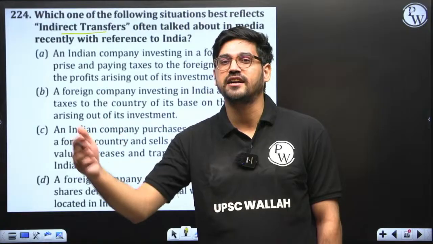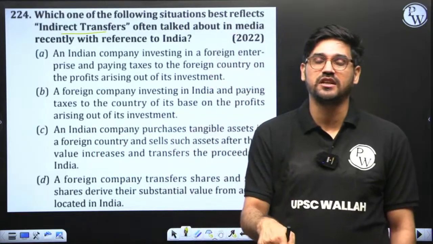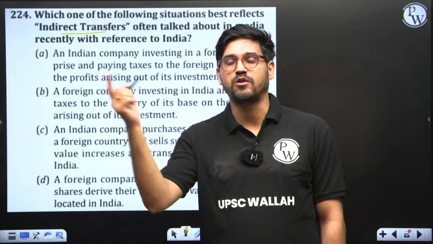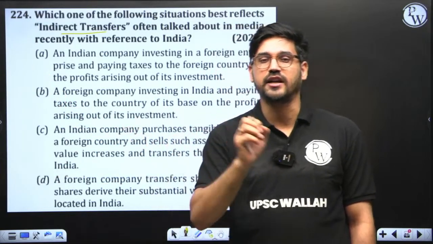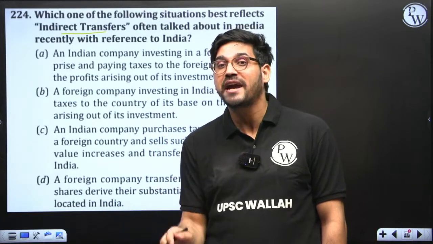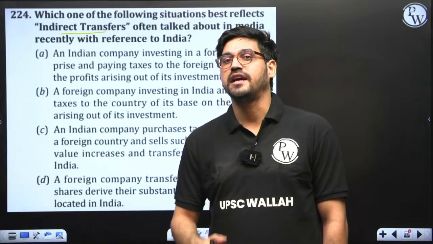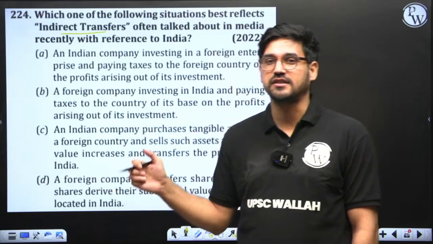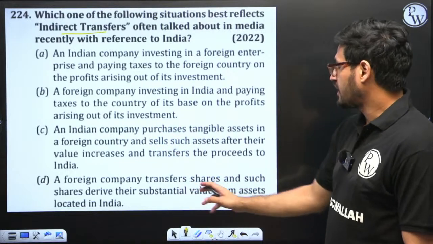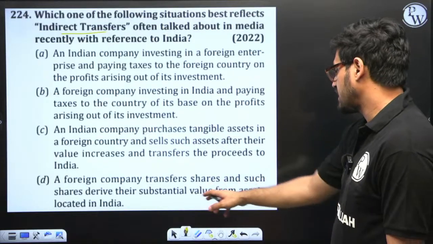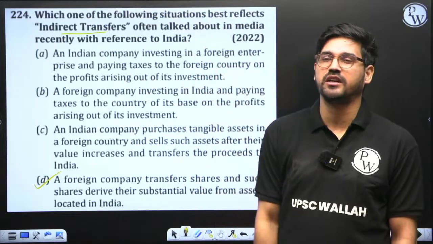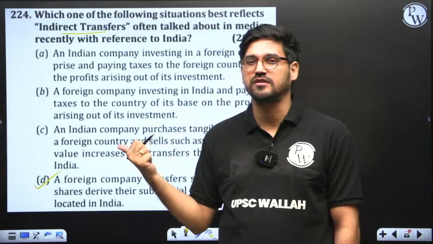This is called an indirect transfer of ownership of an Indian asset, given away to a foreign entity, but done indirectly. It was not acquired directly, because if they had acquired it directly, or if they had sold off those assets directly in India, they would have to pay taxes to the Indian authorities. They evaded taxes because of this, right? This is what the Vodafone case is most known for. A foreign company transfers shares, and such shares derive substantial value from assets located in India. If you were a habitual reader of current affairs around this time, you would automatically know what this is in reference to.